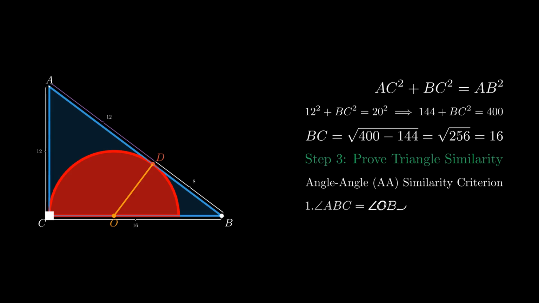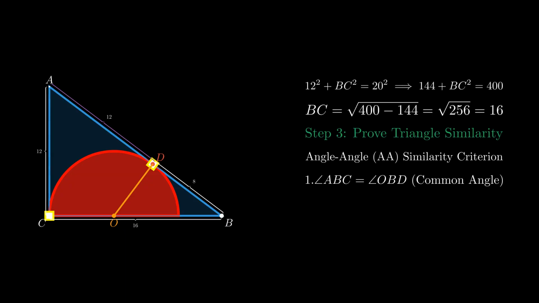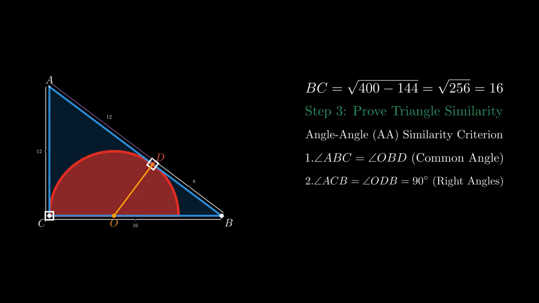First, both triangles share a common angle at vertex B. Second, both triangles contain a right angle. Triangle ABC is right-angled at C by definition. Triangle ODB is right-angled at D because the radius of a circle is always perpendicular to the tangent line at the point of tangency. Since two corresponding angles are equal, we have proven by angle-angle similarity that triangle ABC is similar to triangle ODB.